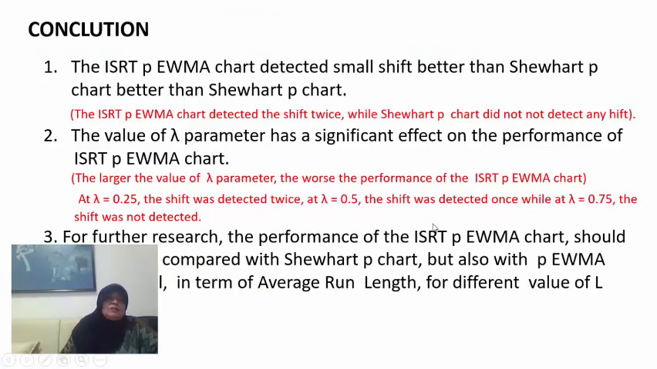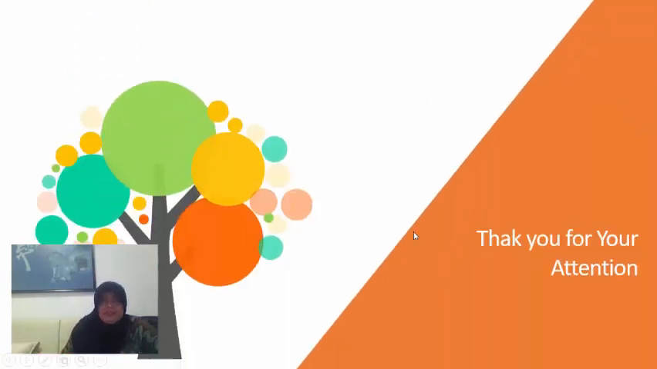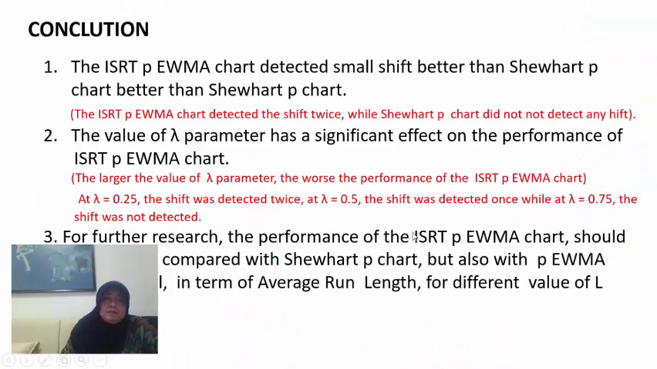This research concluded that the proposed chart, the square root transformation P exponentially weighted moving average chart, detected small shifts better than the Shewhart chart. The proposed chart detected the shift twice, while the Shewhart chart did not detect any shift.